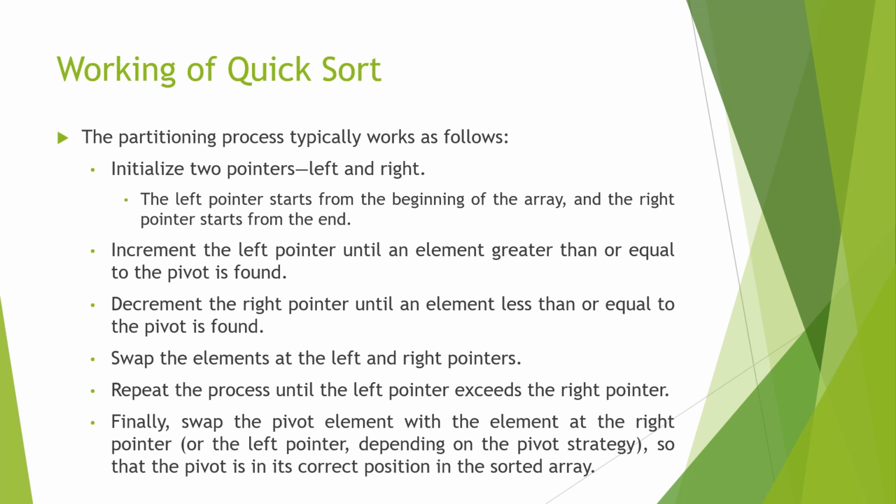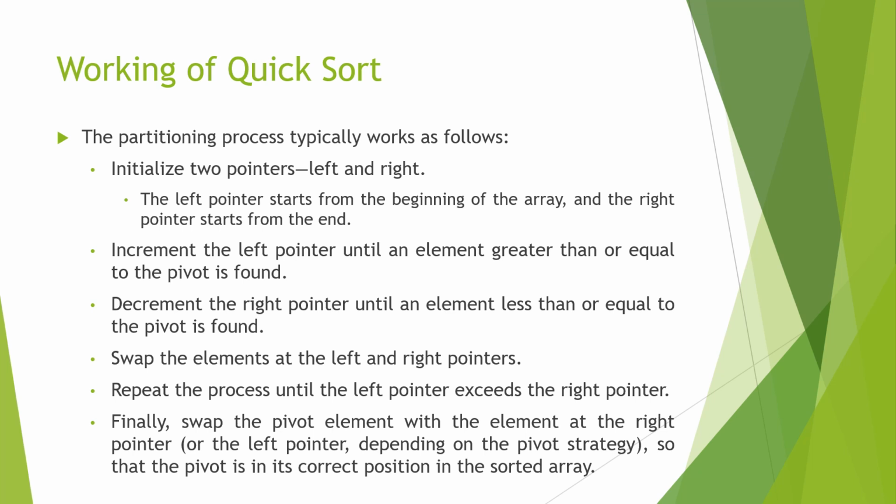Initially, we set two pointers, a left pointer and a right pointer. The left pointer starts from the beginning of the array. Let's say start is equal to 0, and we increment the start pointer, that is the left pointer, until we find an element that is greater than or equal to the pivot. And then the right pointer gets decremented from the n minus 1 position until you find an element that's less than or equal to the pivot.